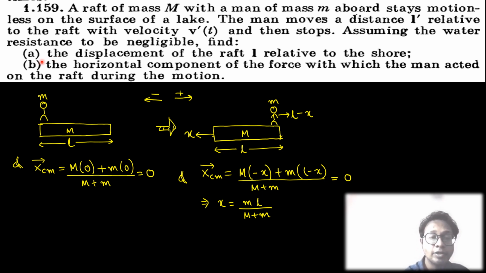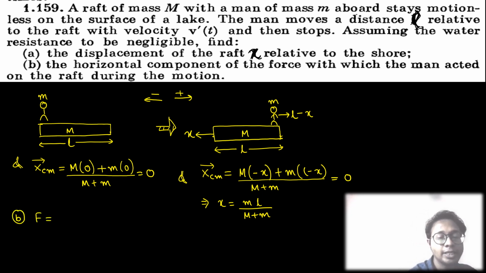Now the second part of the question is asking, see, I've changed a variable a little bit. Instead of using x, I've used x out here, and L out here instead of the dash. This entire thing is L, so do not get confused out here. Now, the second part of the question is asking: what is the horizontal component of force with which the man acted? Part B of the question is not that important, but again we'll do it.